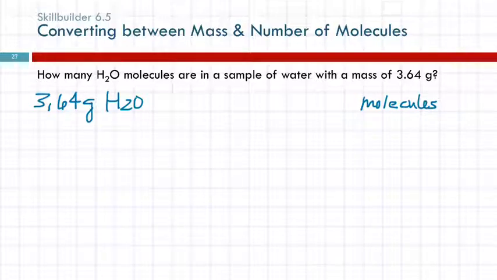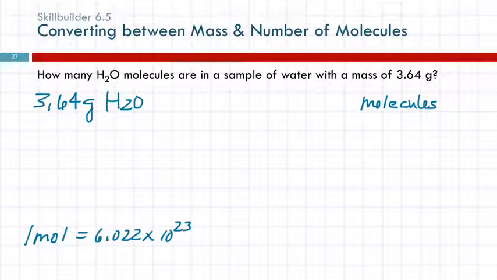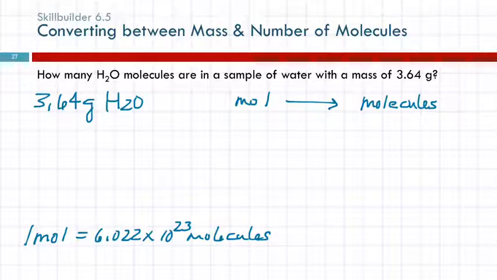We need Avogadro's number, so let's write that down. Avogadro's number tells us that 1 mole is equal to 6.022 times 10 to the 23rd molecules. So we could go from moles to molecules using that. How do we get from grams to moles?